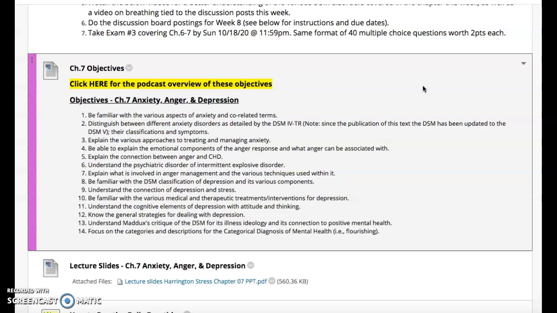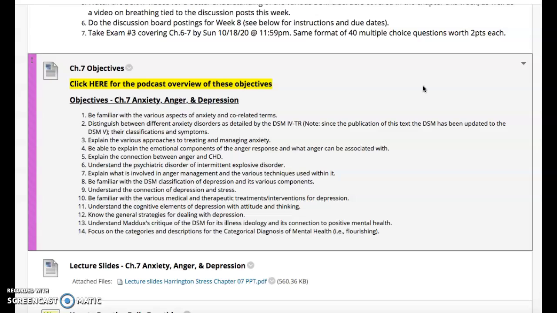And then looking at the difference between the psychiatric disorder of intermittent explosive disorder and how that's different from just regular anger. What are the components that make it different, that make it a classification of a psychiatric disorder, and who experiences this, what types of individuals are more at risk for this. Then we'll turn to looking at anger management and the various techniques that are used within that. Catharsis theory, stress inoculation, passive-aggressive behavior, and how one can work through all of that with different techniques in anger management.